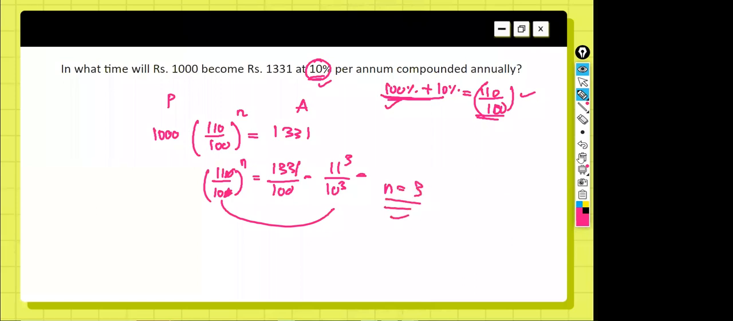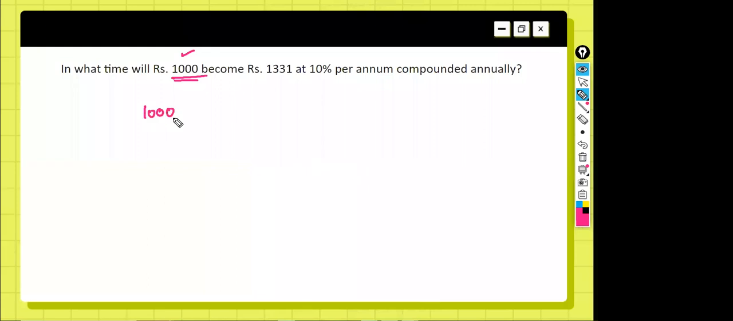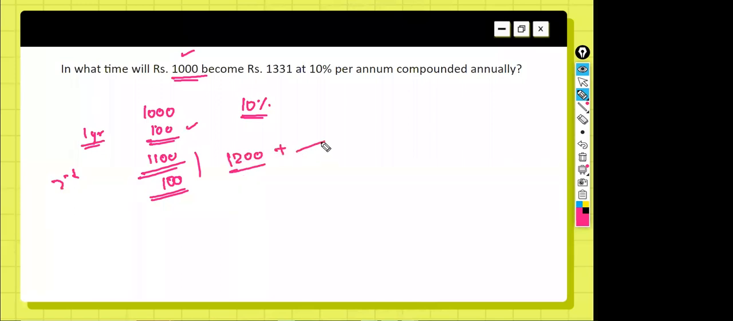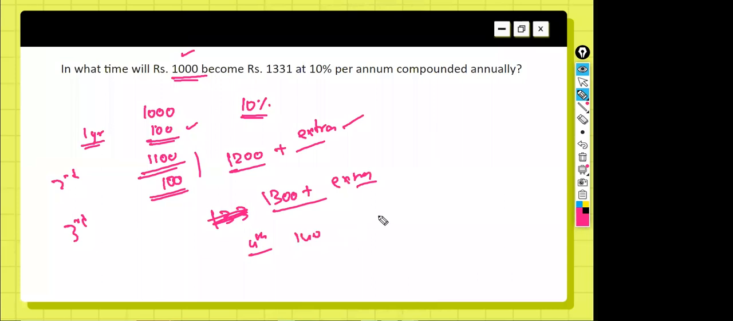Even if you don't understand this method, I'll tell you a very commonsensical method. See, what is the principal value? 1000. What is 10%? 10% is nothing but 100. So in the first year, approximately you will be getting 1100. Second year, what is 10% of this value? Approximately you can even write it as 100. So 1200 will be the value, plus, because it is compound interest, some small extra value. This is my common sense. At the end of the third year, I'll have 1300 rupees plus some extra value.